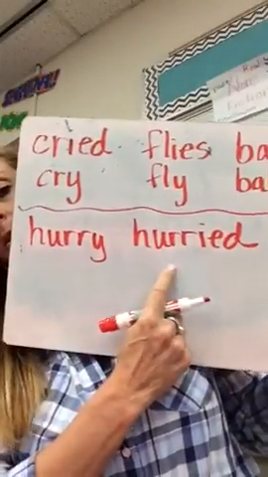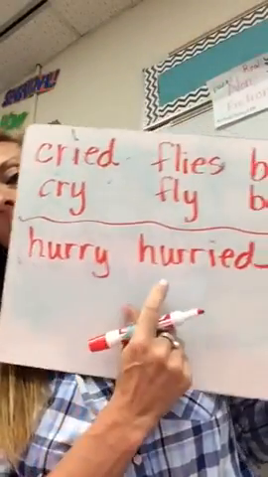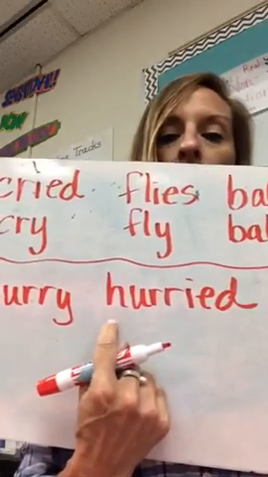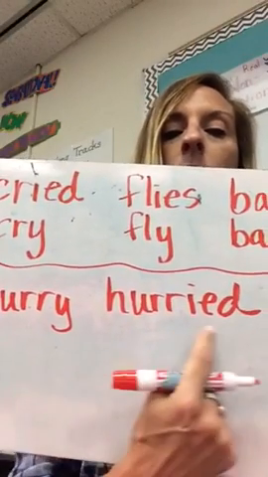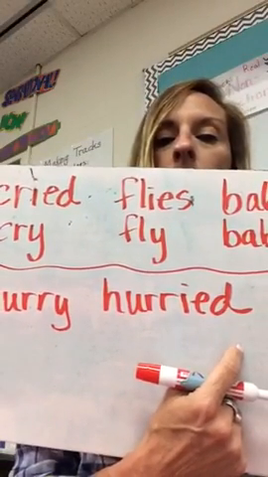Okay, next word, hurried. I hurried to my mom's house. So the base word is hurry. Then we change the Y to an I and add ED. Hurried. So here's hurry, the base word. The spelling word is hurried. Change the Y to an I and add ED.